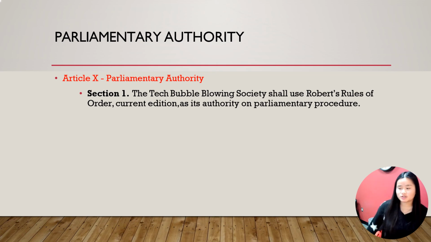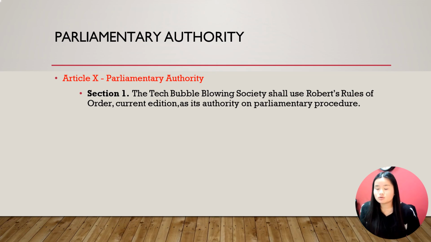Lastly, you want to go over parliamentary authority, which just explains how you're going to conduct y'all's general meetings. So you can actually replace the organization name here and copy the statement word for word. So an example is the Tech Bubble Blowing Society shall use Robert's Rule of Order, current edition, as its authority on parliamentary procedures.